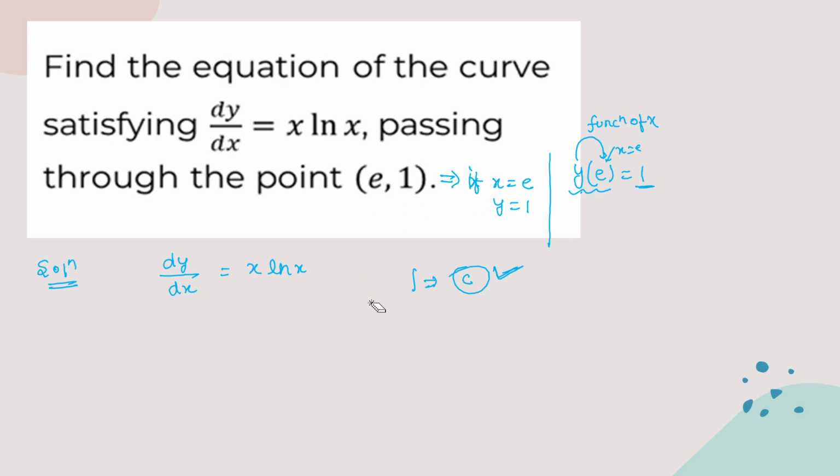Let's go for the solution then. If you see, we can easily separate them, because x ln x into dx has only one variable. So it is easy to solve. Now what is the next task? Integration. Integrate both sides.